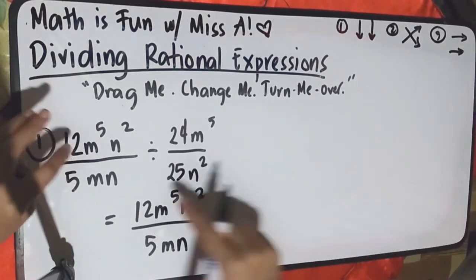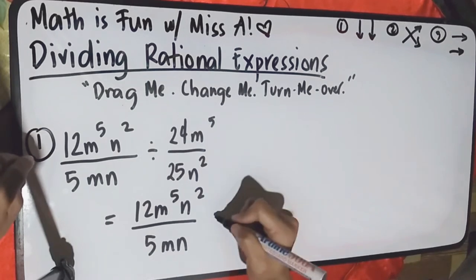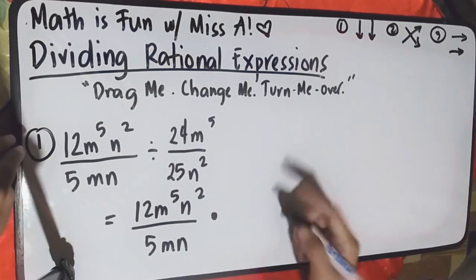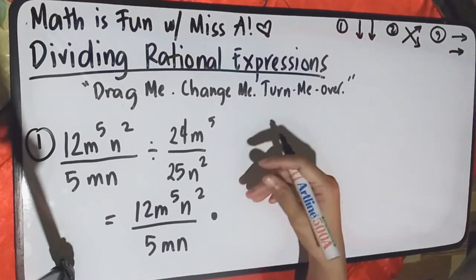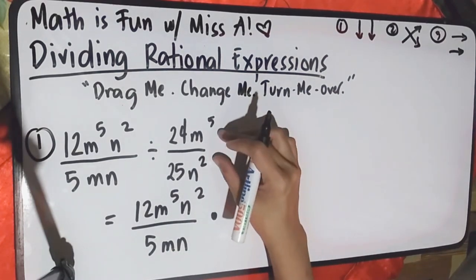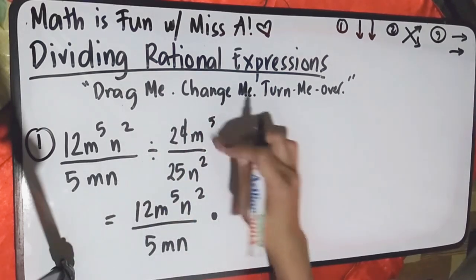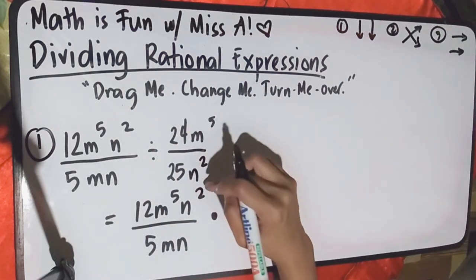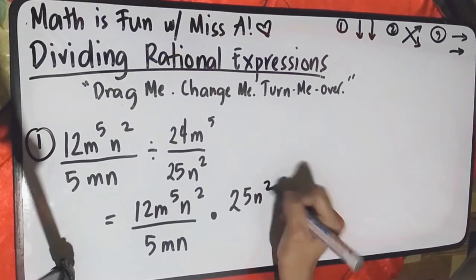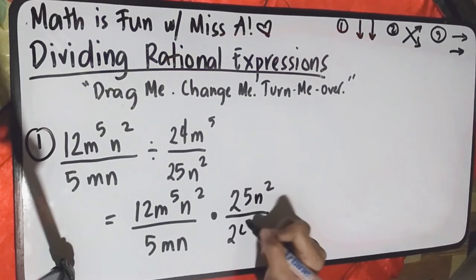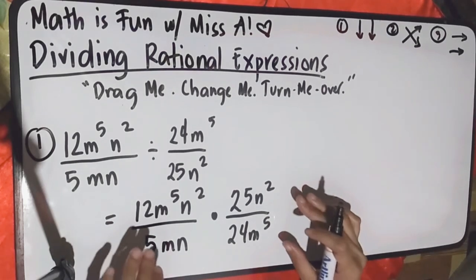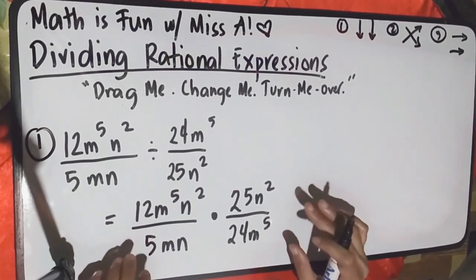Change me means from division, you're going to do multiplication. Okay, yun yung change me. Tapos yung turn me over, ang ibig sabihin niya ay getting the reciprocal of your divisor. So, just get the reciprocal of 24m raised to 5 all over 25n squared. And that is 25n squared all over 24m raised to 5. And there you have it. We're back with the multiplication or multiplying rational expressions.